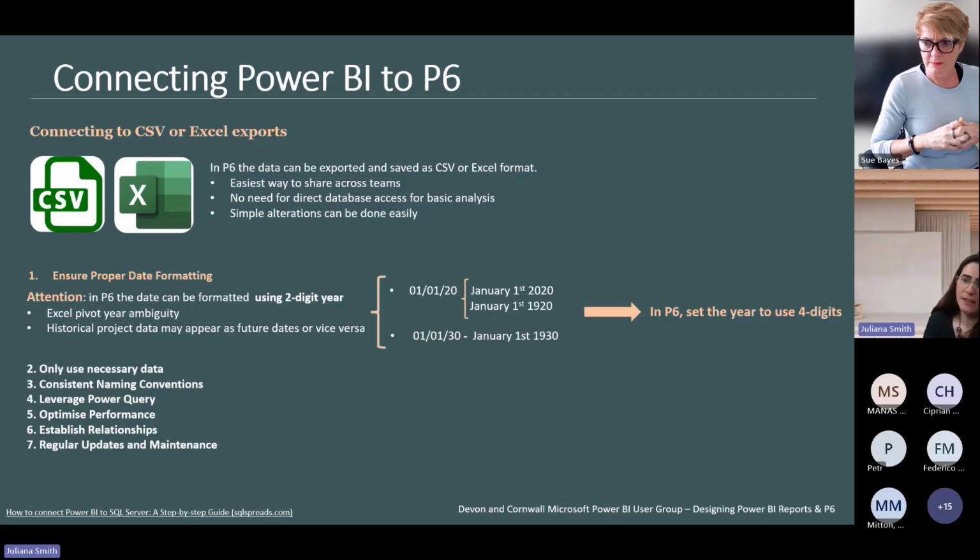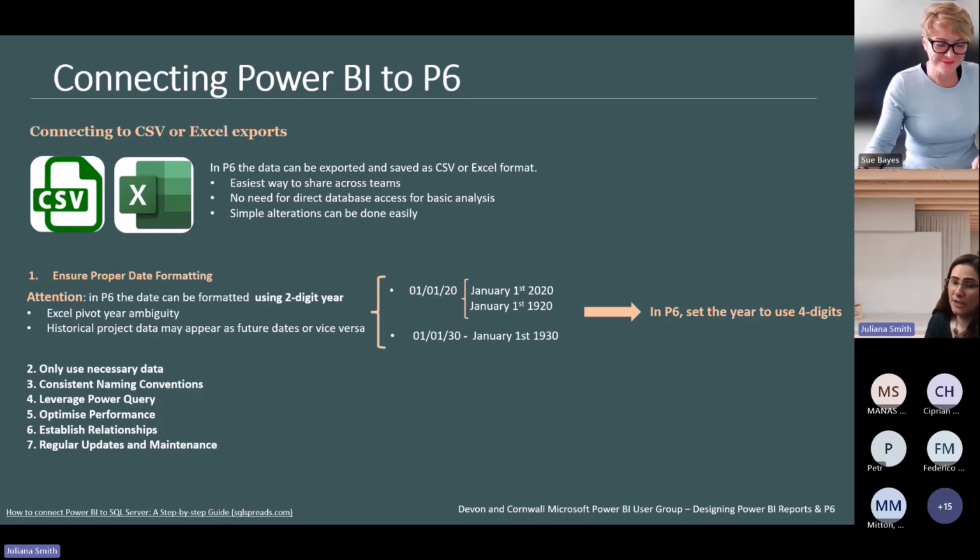The first one is ensure proper date formatting. In Primavera, try to configure the date format to use 4-digit years. There are two options, one for 2 digits and one for 4-digit years. That is to avoid any ambiguity and ensure accurate data handling in Excel.